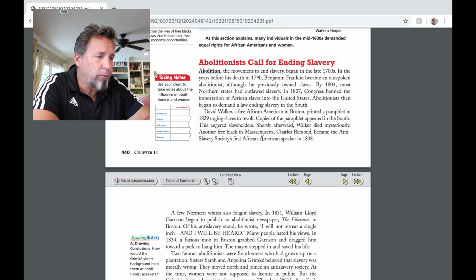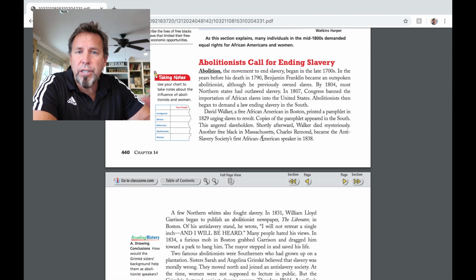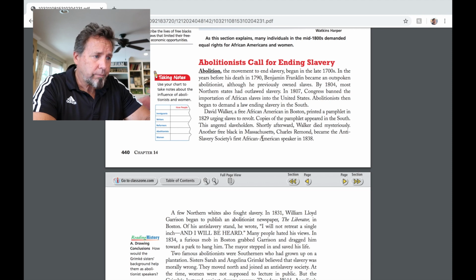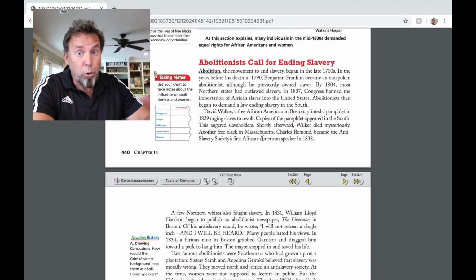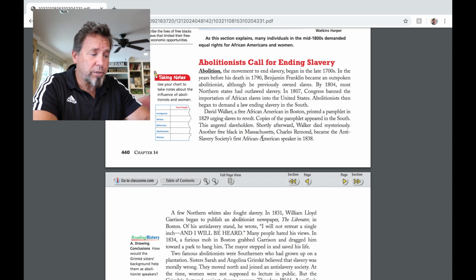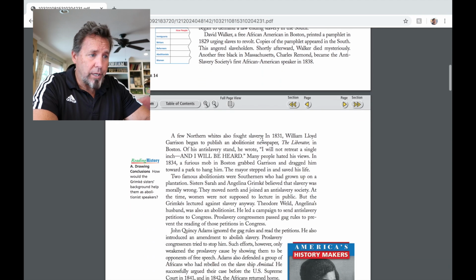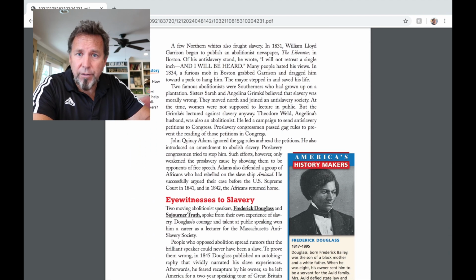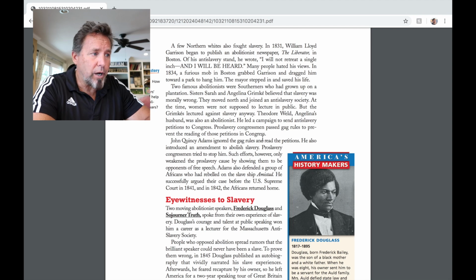David Walker was a free African American in Boston who printed pamphlets urging slaves to revolt. So any time that you call for the breaking of laws or violence, then you're considered a radical. David Walker was eventually murdered under very mysterious circumstances, and most people understand that was probably a murder for hire by Southerners to end these pamphlets, which were being spread throughout the South calling for the end of slavery.